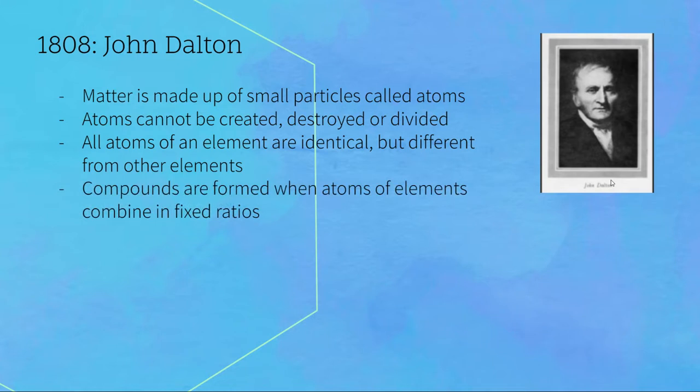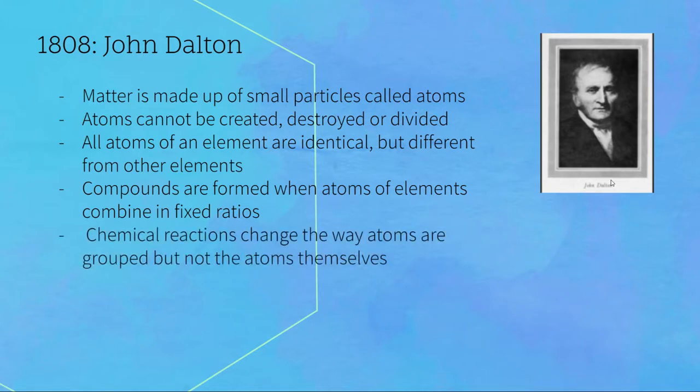He also said that a compound is formed when atoms of elements combine into fixed ratios. So again, H2O is a fixed ratio. That makes water. H2O2 makes hydrogen peroxide. Don't drink it, you'll die. Okay? So compounds are formed out of atoms of elements, but they have to be in fixed ratios to make those compounds work. He also said chemical reactions change the way atoms are grouped, but not the actual atoms themselves.